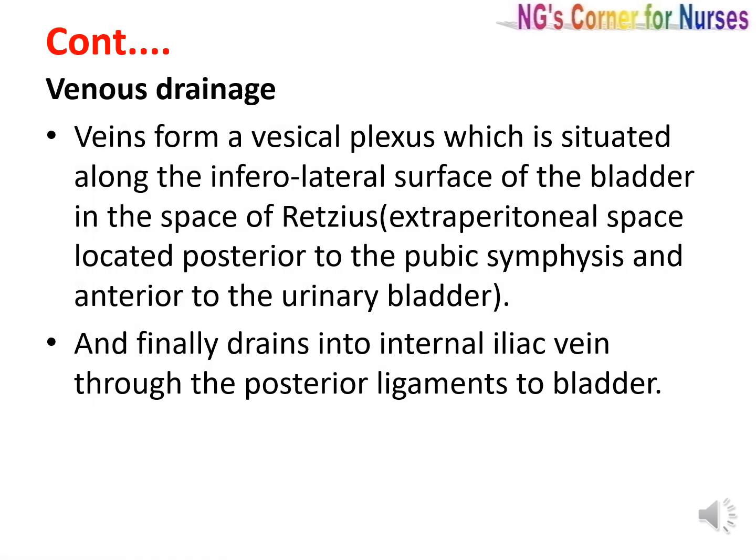Venous drainage includes veins from a vesical plexus which is situated along the inferolateral surface of the bladder in the space of Retzius. That is the extraperitoneal space located posterior to the pubic symphysis and anterior to the urinary bladder. And finally drains into the internal iliac vein through the posterior ligaments to the bladder.